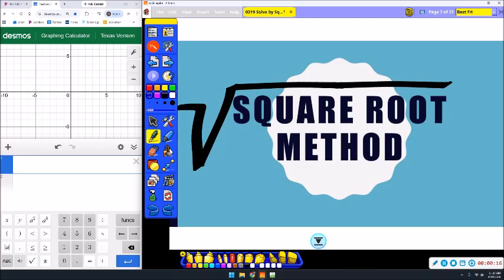Squaring. Okay, so if I have x squared and I take the square root of x squared, the square root cancels the square because they're opposites. So it would just equal x.